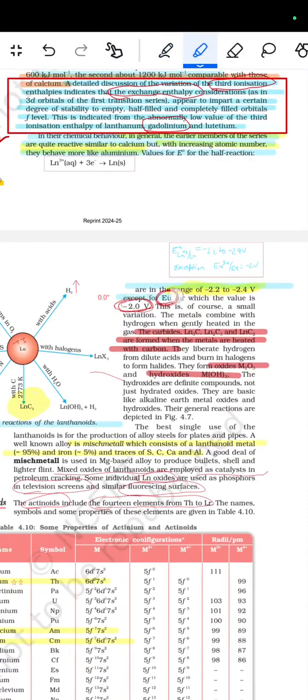The values of the electrode potential for the half reaction are in the range of -2.2 to -2.4 V, except for Eu for which the value is -2.0 V. This is of course a small variation.